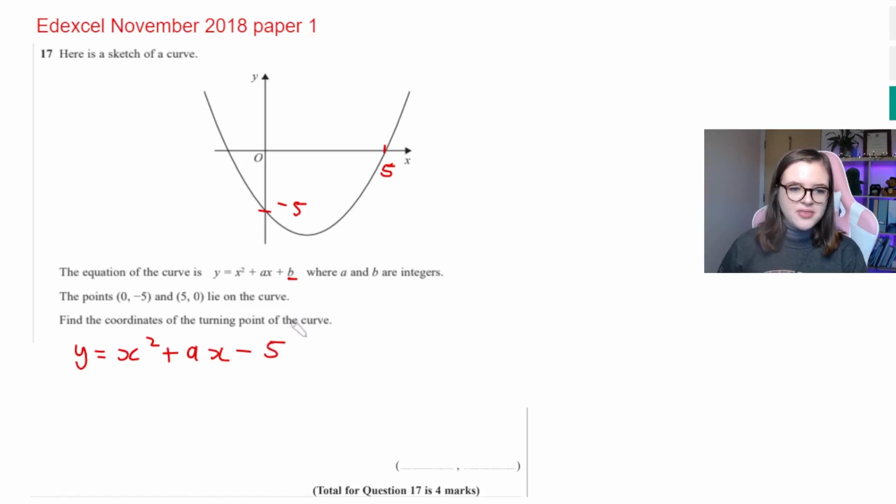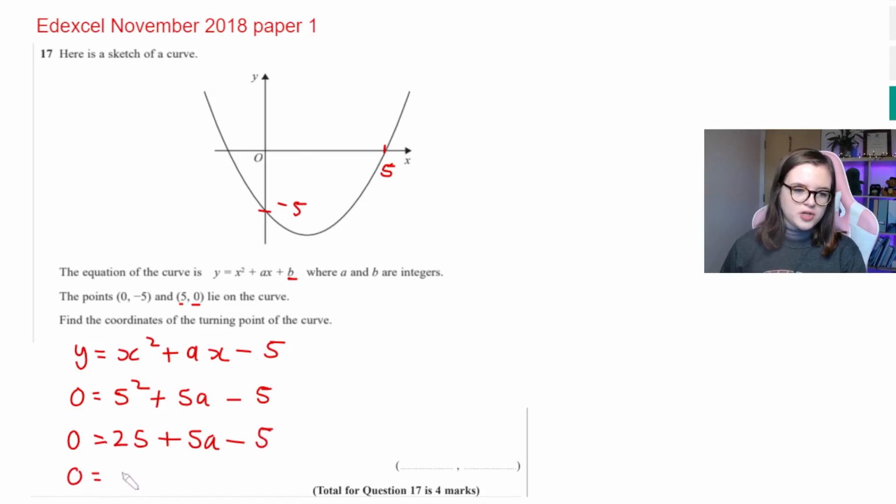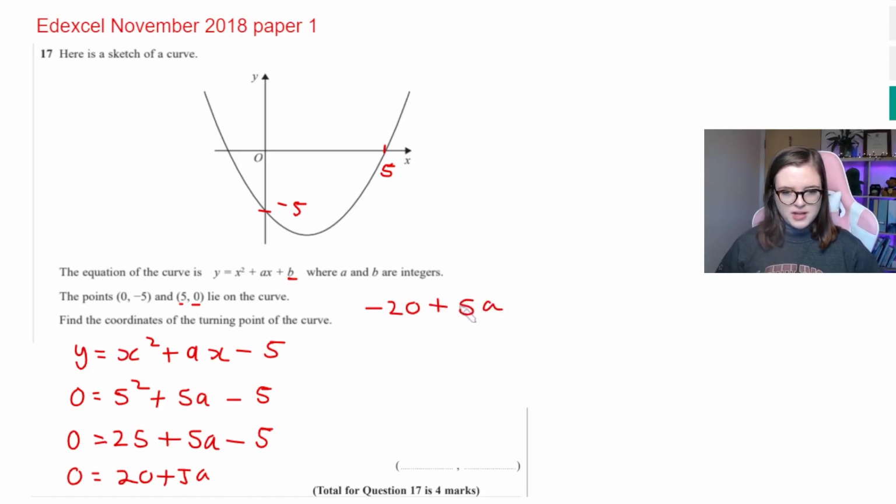Okay. And then let's put this point in so we can figure out what a is. So then we know that y is 0 in this case. We know that x is 5. So then we have 5 squared plus 5a minus 5. Just 5 times a, which is 5a. And then we have 0 equals 25 plus 5a minus 5, which is 0 equals 20 plus 5a, take away 20, minus 20 equals 5a, and then divide by 5, minus 4 equals a.